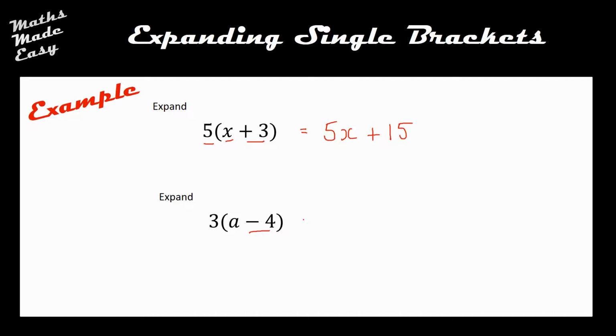and that bracket's now been expanded. In the second one down here, 3 times a is 3a, and 3 times negative 4 is negative 12. If you always think of these terms as having the sign attached with them, then you can't make any mistakes with your multiplication when we're dealing with negative numbers.